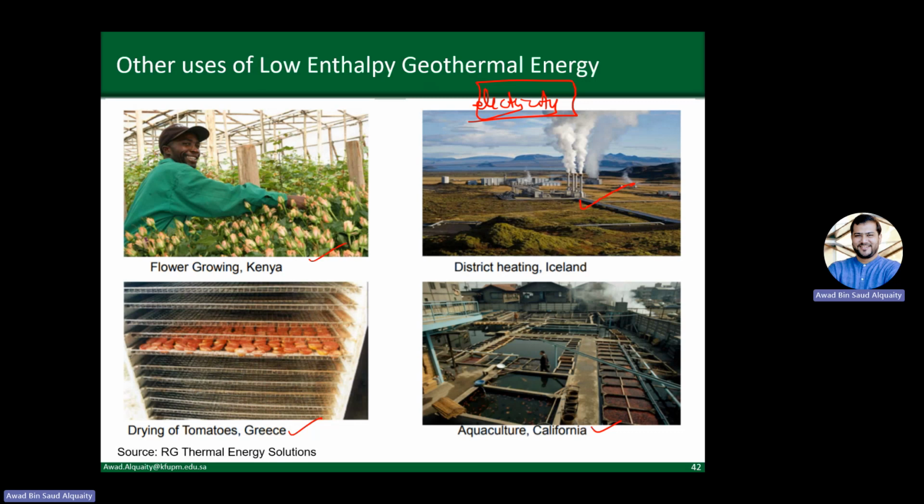And electricity is, of course, one option that makes sense when you have medium to high enthalpy resources. But if you have low enthalpy resources, which is what we have in the majority of places around the globe, there are other options that still can be used to offset the energy from, let's say, burning some fuel or from electricity, right? So to offset the energy that's needed for drying tomatoes, for growing flowers, for aquaculture, instead of getting this heat by using an electric heater or by burning some fuel, you can use geothermal energy.